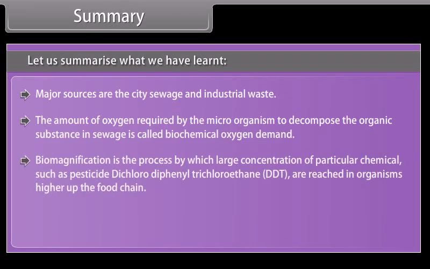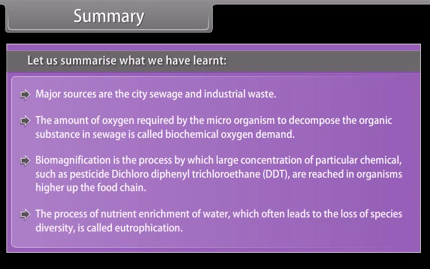Biomagnification is the process by which large concentrations of a particular chemical, such as the pesticide dichloro-diphenyl-trichloroethane, DDT, are reached in organisms higher up the food chain. The process of nutrient enrichment of water, which often leads to the loss of species diversity, is called eutrophication.